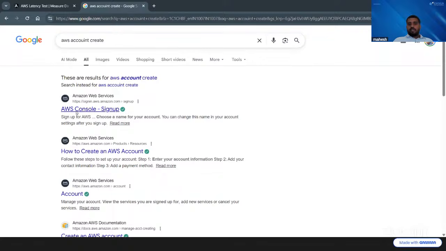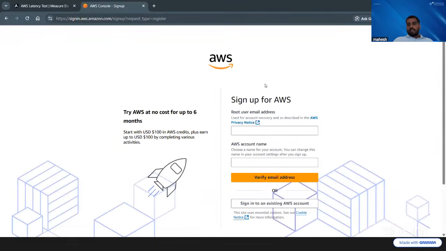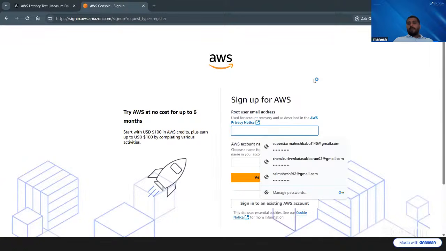So we have the AWS console sign up. Just click on it. Here we have to create the AWS account as well. It will be like that. Here we have the root user email address. The root user email address is actually the primary address as well.